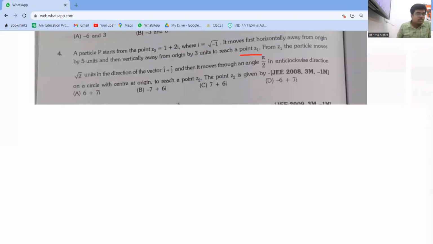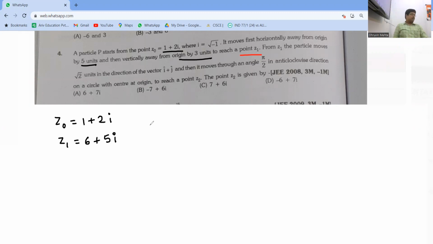No, you made a bit of a mistake there. See, this is 1 plus 2i, Pravra, Z0. And then it's moving horizontally from origin by 5 units. Horizontal means the x coordinate will change by 5 units. So the x coordinate of Z1 will become 6, 1 plus 5 is 6. And vertically by 3 units. So this is 6 plus 5i, which is 6, 5.